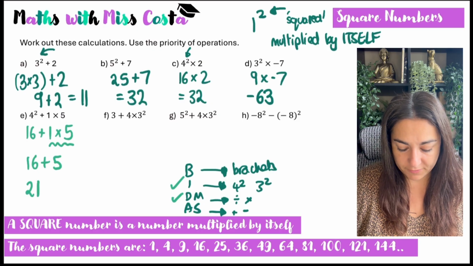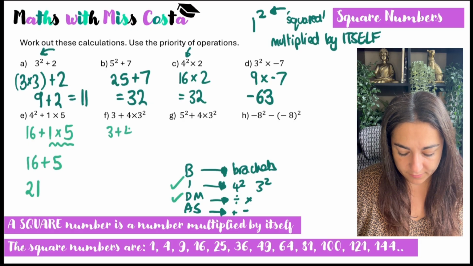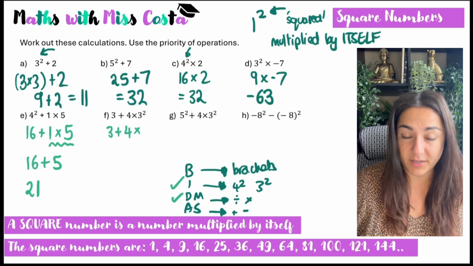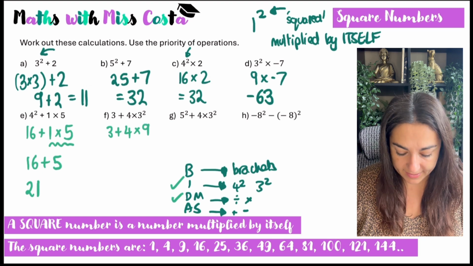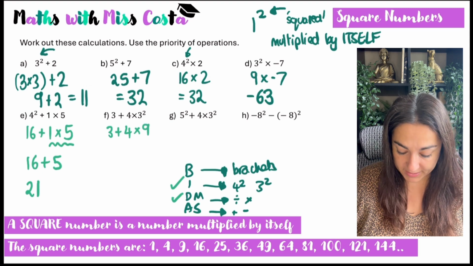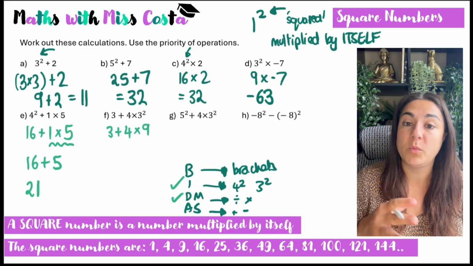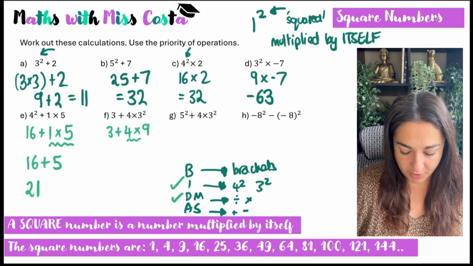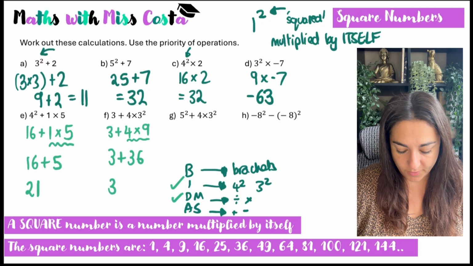For the next question, you've got a similar kind of thing going on. 3 plus 4 times 3 squared. We're going to do the indices first. I'm going to rewrite it as 3 plus 4 times 9. The next thing I'm going to have to do, because multiplication always comes before addition or subtraction in terms of which order I do things in, is this bit first. 4 times 9 is 36. So that would become 3 plus 36, which is 39.